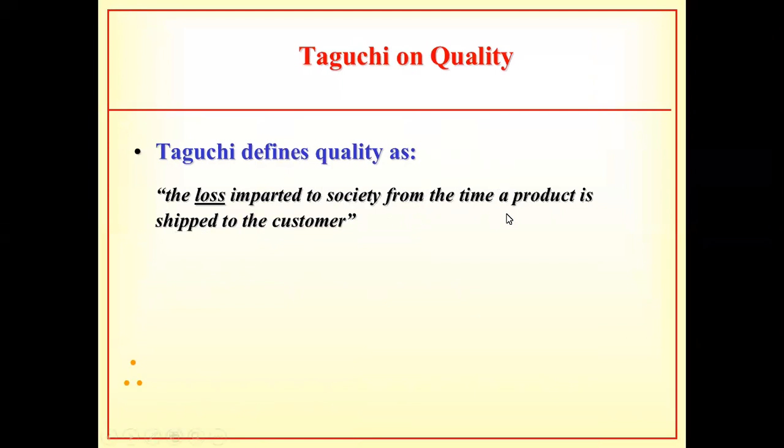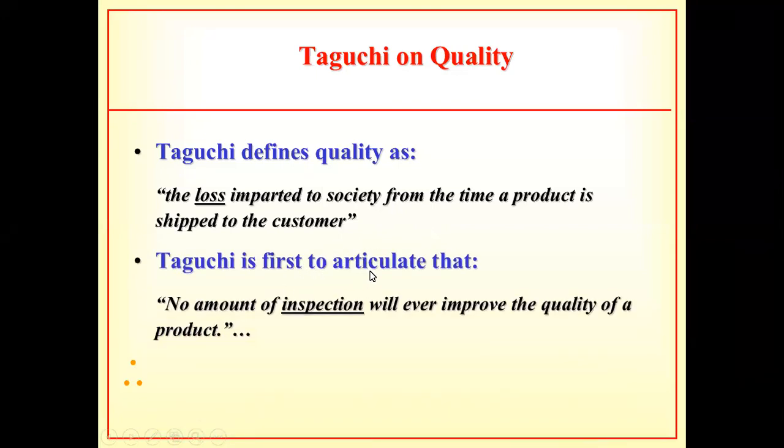And he says time dimension: from the time a product is shipped to the customer till the product dies, during the entire life cycle of the product. If I say a 3-year life is there, then from the time it is shipped to me till 3 years, no additional cost should be there. That is the way he looks at quality, and he has provided this definition.